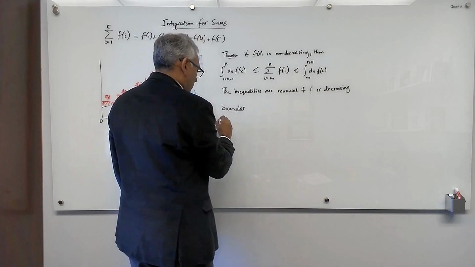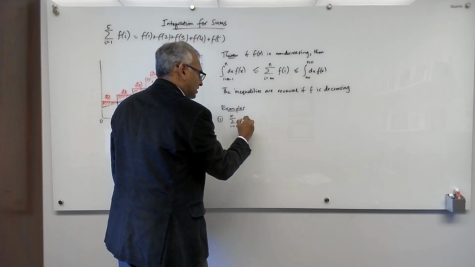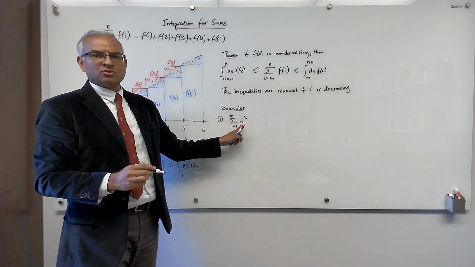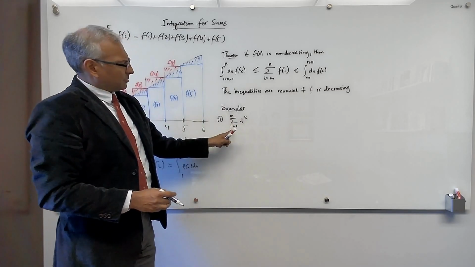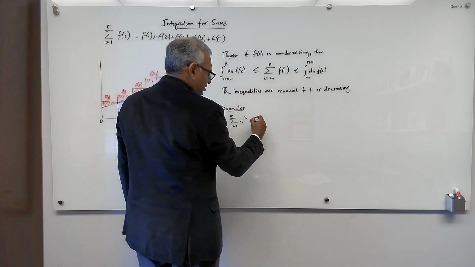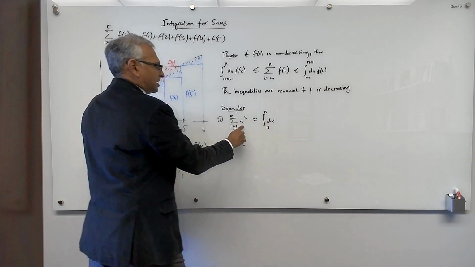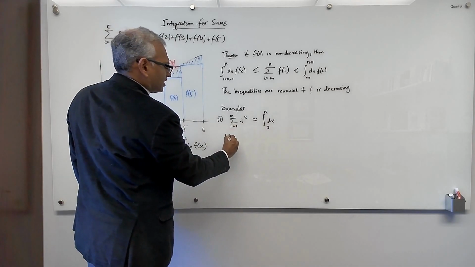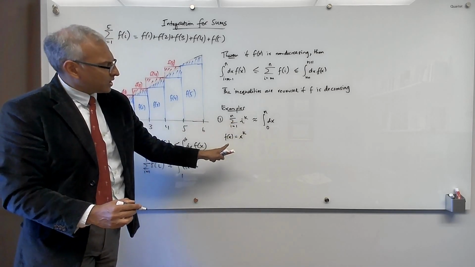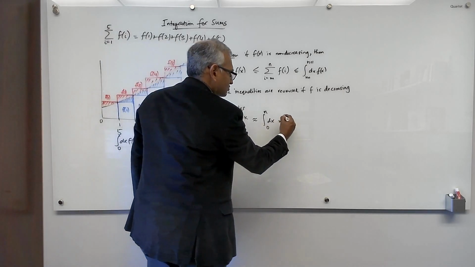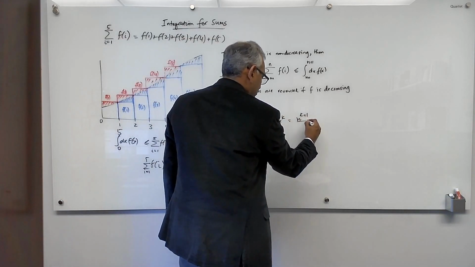Example 1. The sum from i equals 1 to n of i to the k. We did the sum of the integers, the sum of the squares, the sum of the cubes, and it's getting hairier and hairier. But if we approximate this by an integral, this is approximately equal to the integral from 0 to n of f(x) dx, where f(x) is x to the k. So this is f(i). Well, that's just equal to n to the k plus 1 over k plus 1.